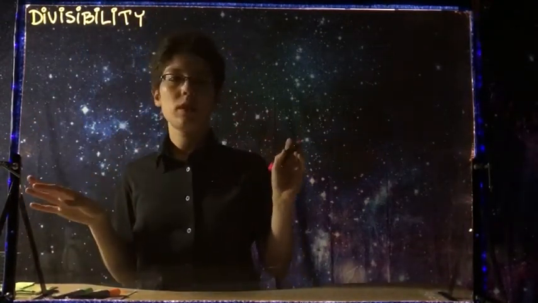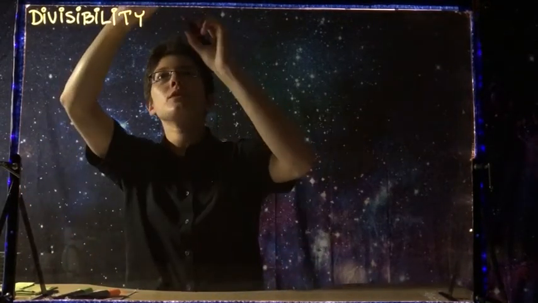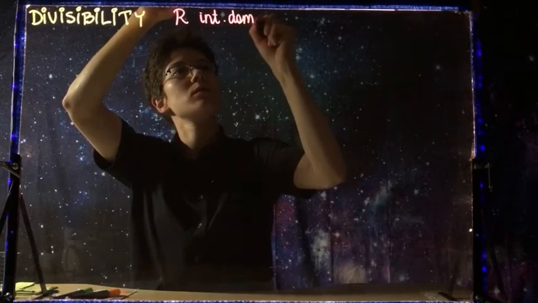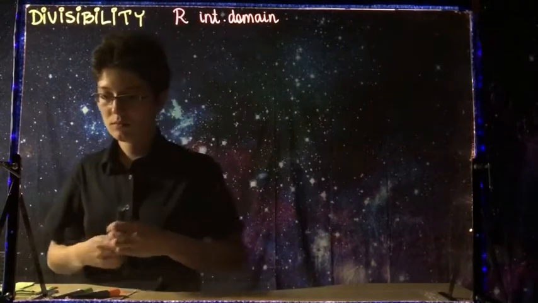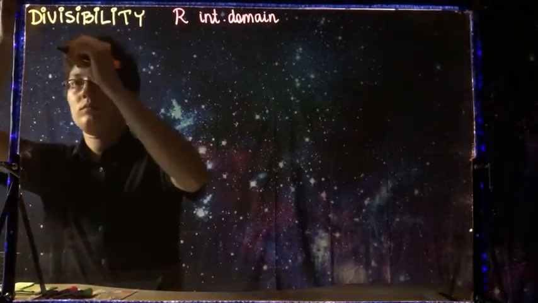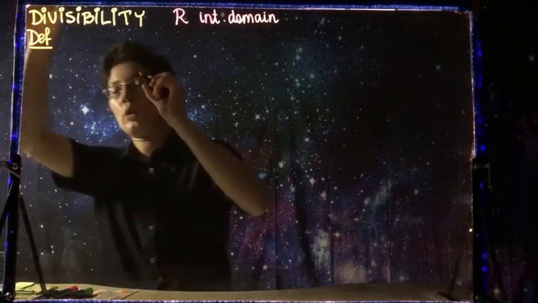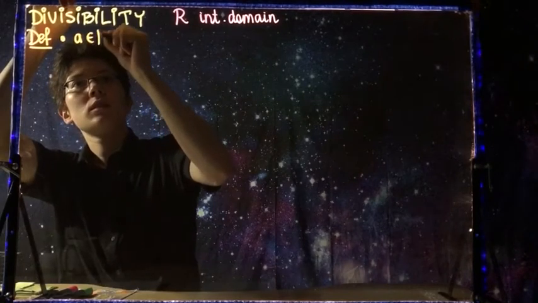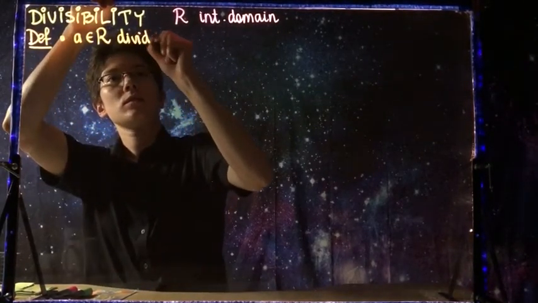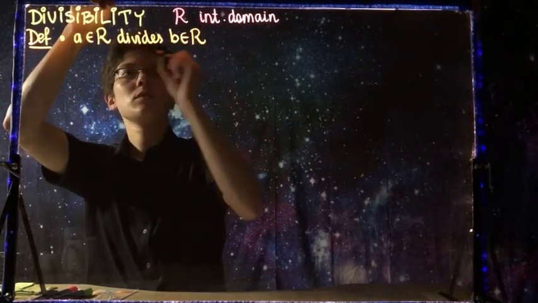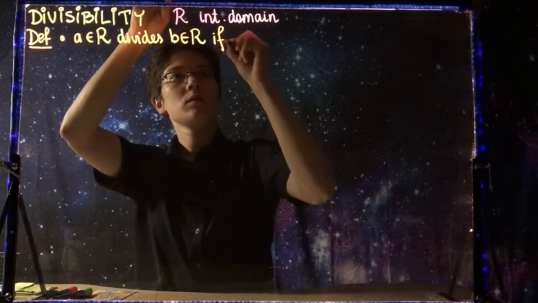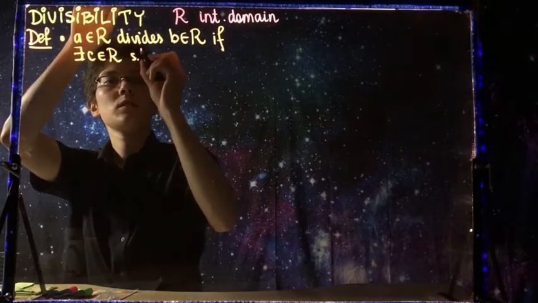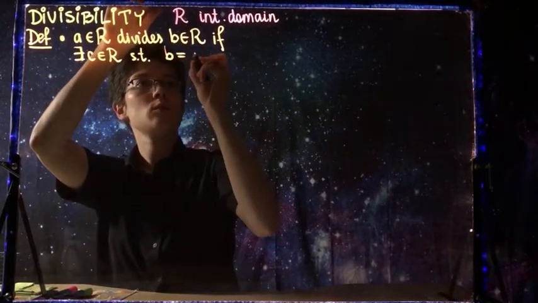Now move to the next bullet point that concerned the notion of prime elements. So our standing assumption is that R is an integral domain. And I want to define the notion of divisibility. So an element A in R divides B if there exists C in R such that B is equal to AC.